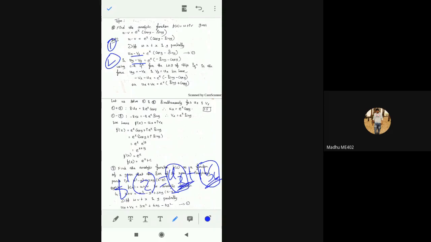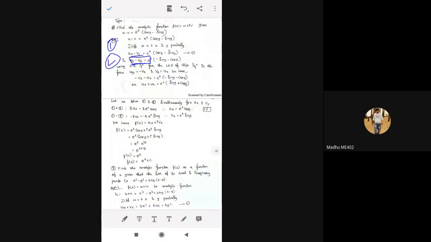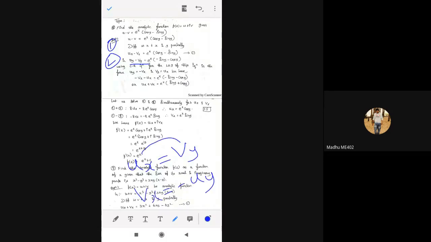So what we'll do, students, is replace this uy and vy in terms of ux and vx. I'll show you how to replace. See here, we know two formulas: ux is equal to vy, vx is equal to minus uy. So in the place of vy, I can write ux. Where is vy? Yes, here we have vy. So I replaced it with ux. Wherever vy appears, I will replace it by ux.